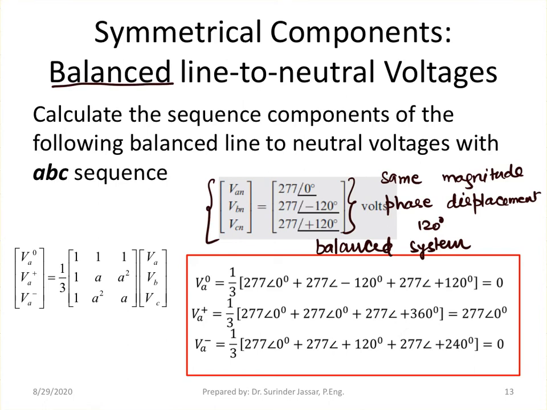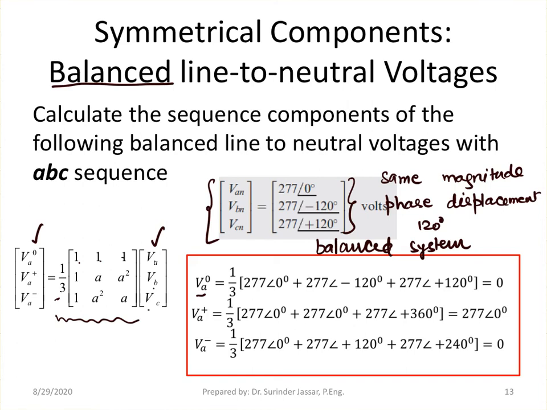Balanced system. Now let's see what happens if we use the method of sequence components. This will also tell you something which we always use in your 6th semester course, the power system protection course. We are given the phase voltages, and we use the inverse of the transform matrix, which is 1/3 times [1, 1, 1; 1, A square, A; 1, A, A square], to get the values of the symmetrical components. So VA0 equals 1/3 times VA plus VB plus VC.